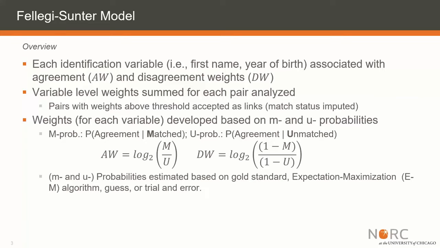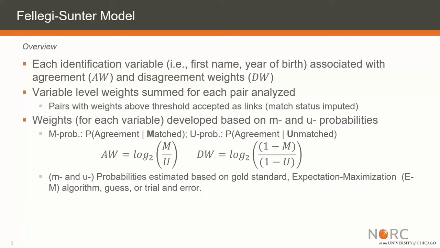And so the Fellegi-Sunter theory shows that for optimal discrimination, you want to set the agreement weight as being equal to the log of the M probability over the U probability, and you also see the formula for the disagreement weight. So I just skipped.